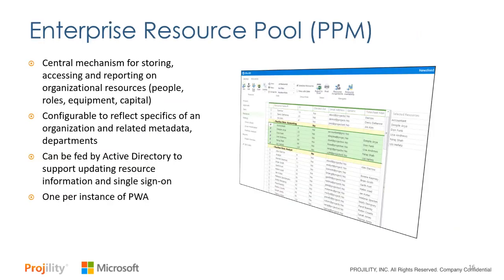And everything in Project Online starts with the enterprise resource pool. This is the central hub for all of your resources. It's where you're going to store all of the resources, whether they're people, whatever kind of a resource you have, people's roles, equipment, capital. It's configurable to meet the specifics of the type of information and the way you want to classify your different resources across your organization.